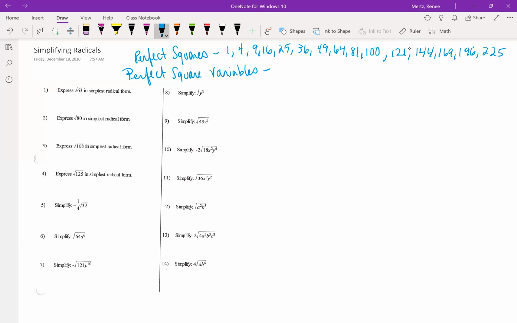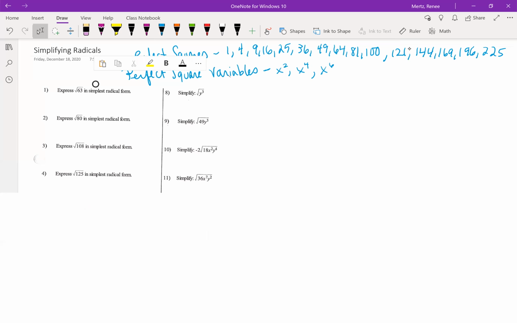Perfect square variables, if you remember what I said yesterday, they're any exponents that are even. So today we're going to have to break down some variables. So we're going to break them down to perfect square other factor, just like we did with the numbers. So let's recall what we did yesterday. Yesterday we just had numbers, so we're going to break these down.